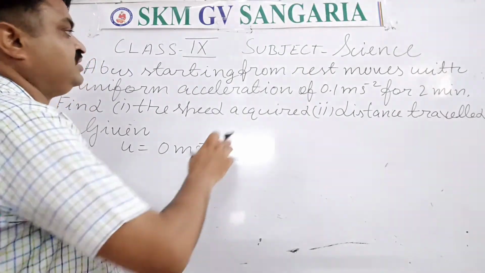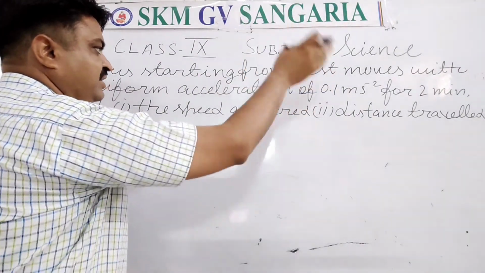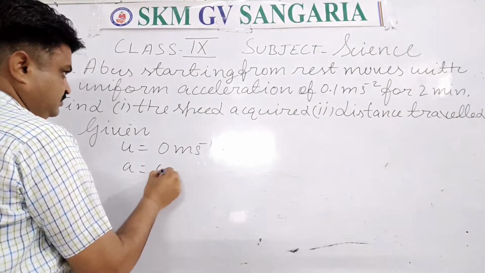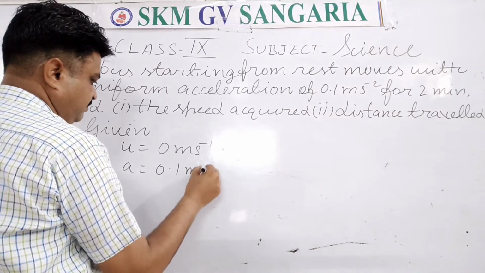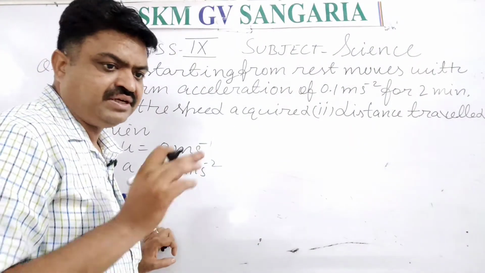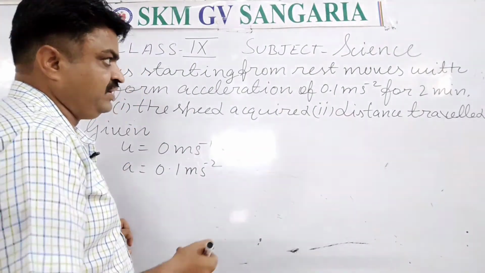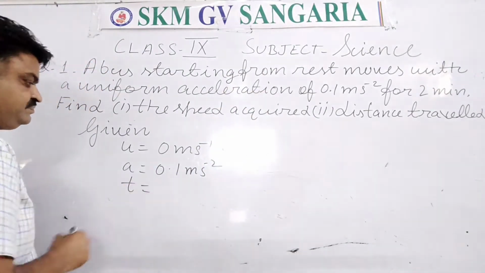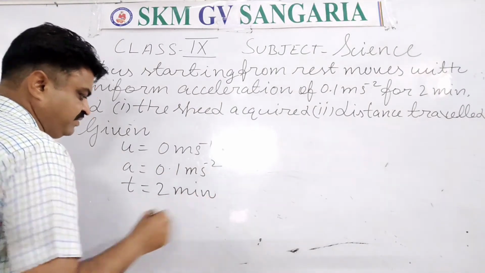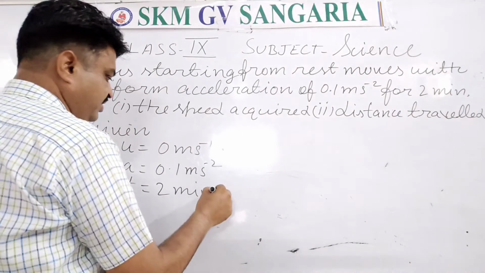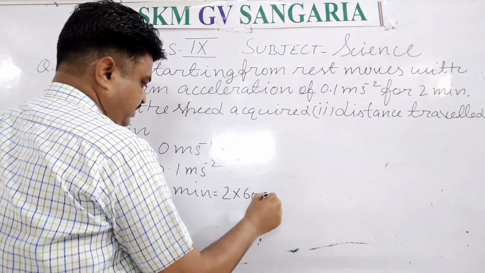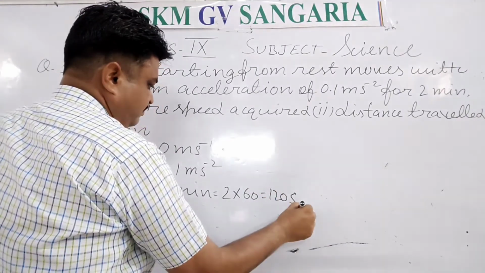Next, acceleration is given. Acceleration is directly given in this, and it is A is equal to 0.1 meter per second square. Time is also given in this, and what is the time that is given, students? It is 2 minutes. Time is given in minutes, so what you will do in this, you will convert it into seconds, students. And what time will we get here? 120 seconds.